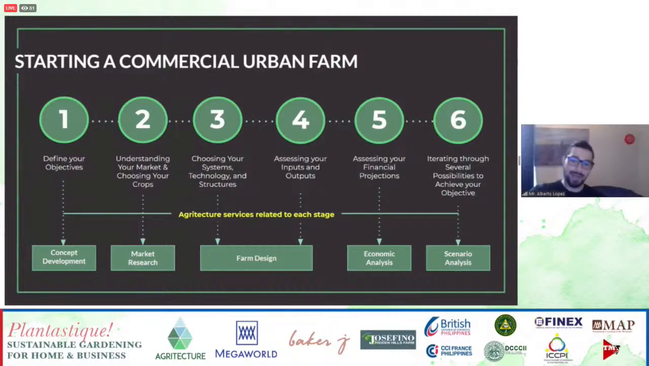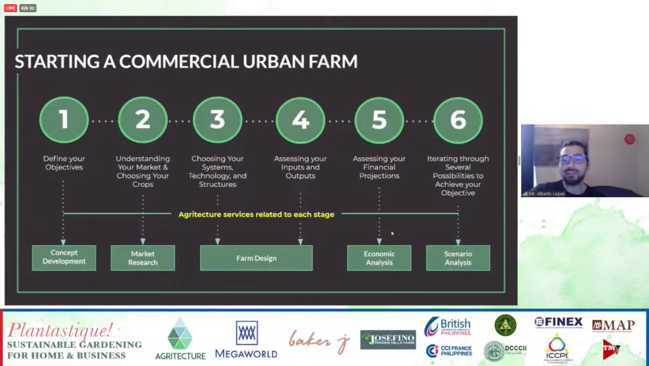Then, obviously, after you have the amount of resources used, the type of technology you want to use, and the actual crops you want to grow, you need to assess the financial projections. This should include a distribution of your costs, both capital costs and operational costs, and also estimate the revenue. This will help you answer questions like, is it within budget? What are your biggest costs? And what are your biggest risks?